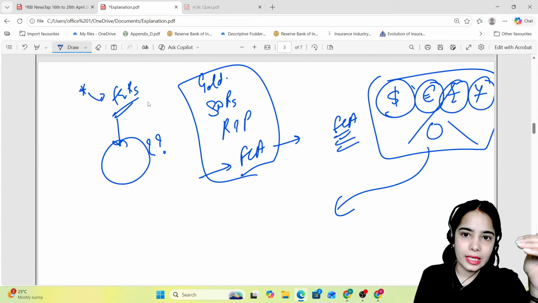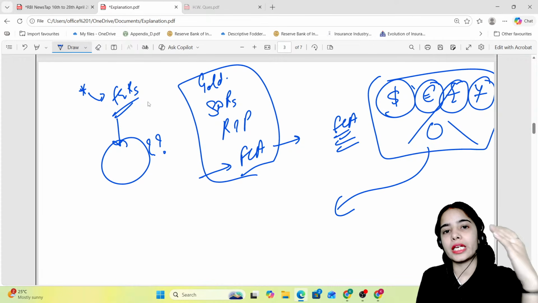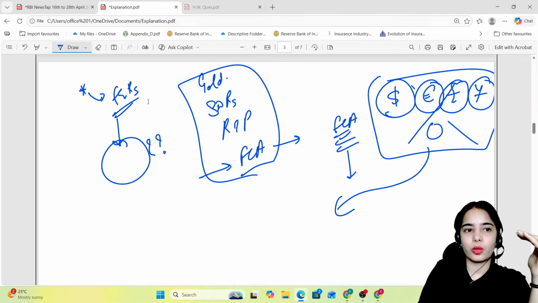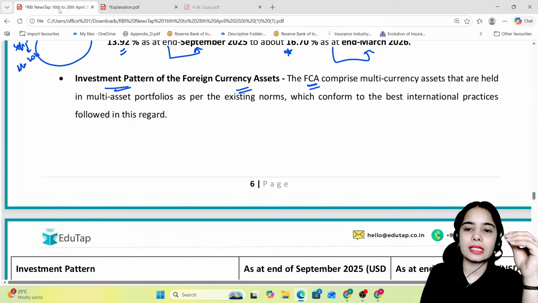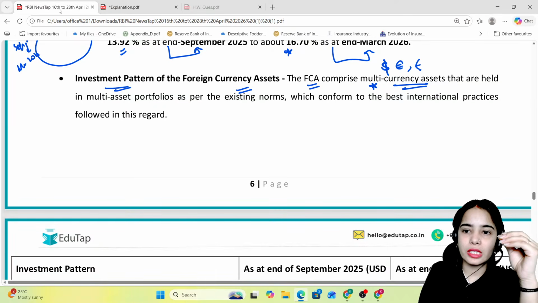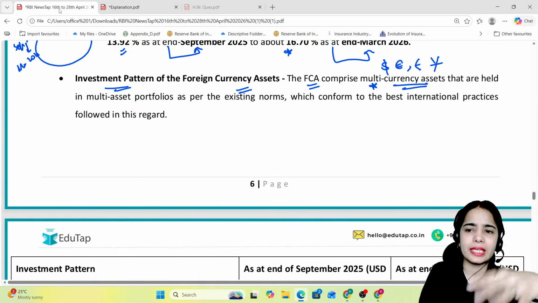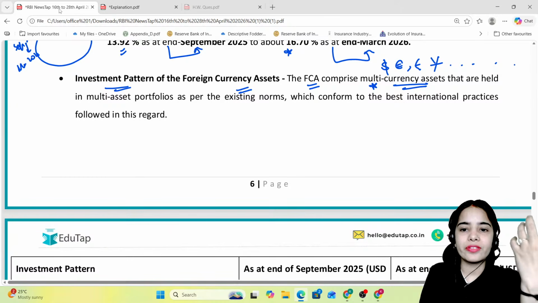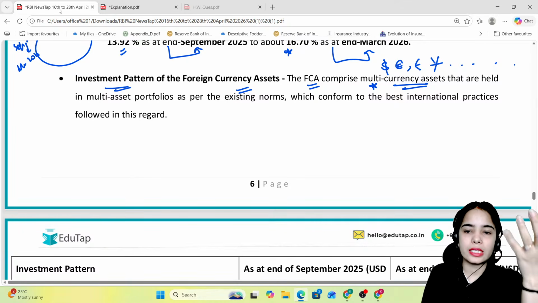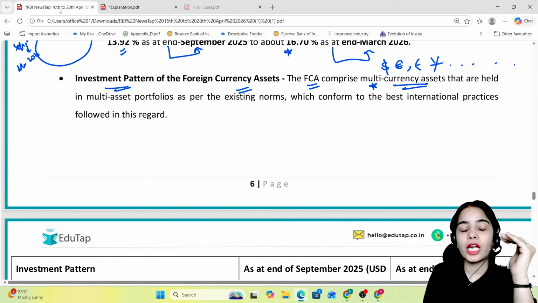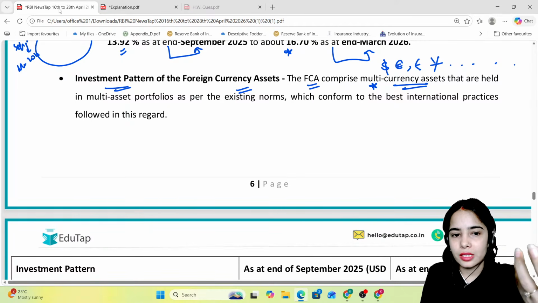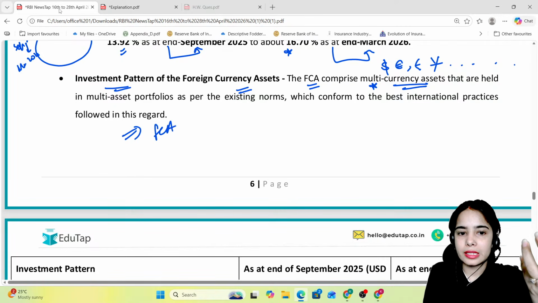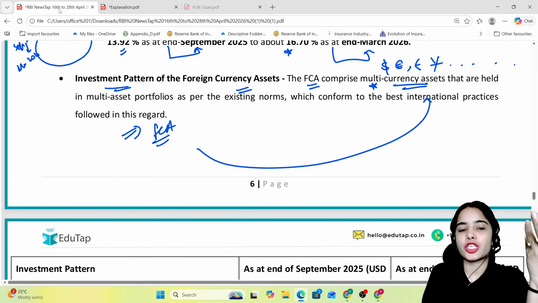The foreign currency asset, the dollars, euro, pound sterling, Japanese yen, they are invested. So basically, the investment pattern of the foreign currency assets: the foreign currency asset comprises multi-currency assets. The dollars, euro, pound sterling, the RBI is also holding Japanese yen and other currencies also. So FCA comprises multiple currencies that are held by the RBI. Now the RBI is not holding all of the foreign currency asset. The RBI invests the foreign currency asset as per the best international practices.